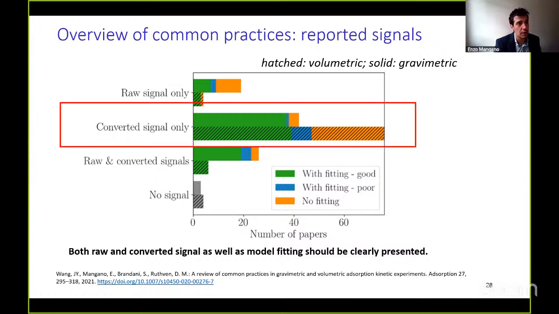I'll now go into a little bit of discussion regarding the converted signal, because the way you convert the signal is also important for understanding what the resistances involved are, and there are different ways in which you can do that. It's important to understand which way is best to convert the signal and report the signal to get the most of your kinetic information.